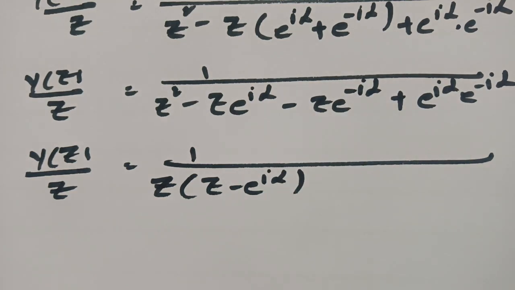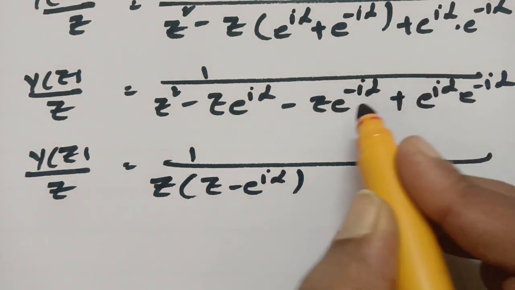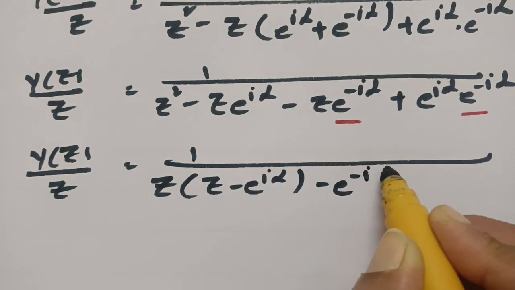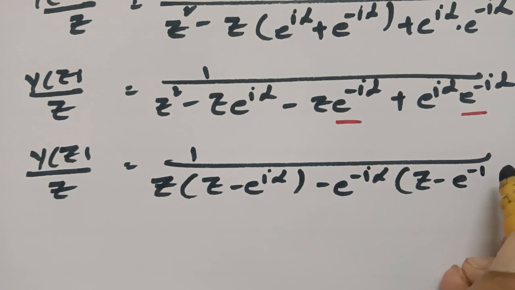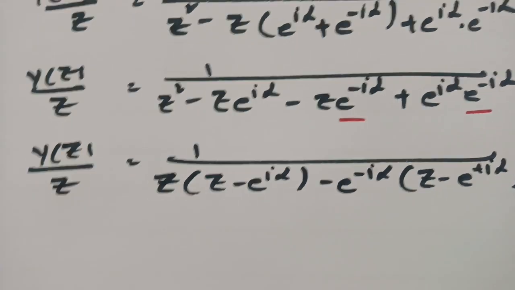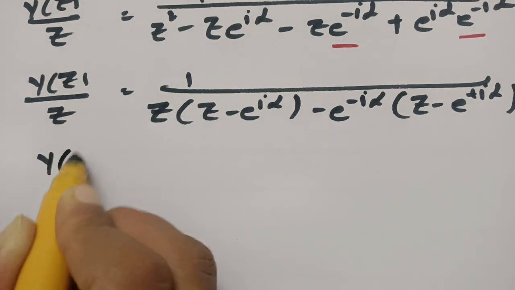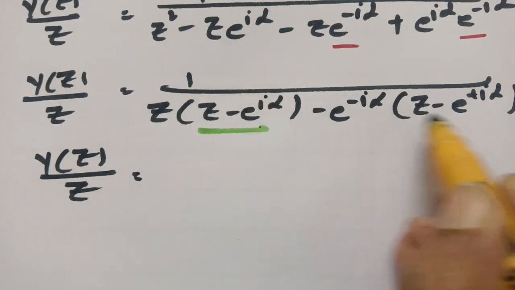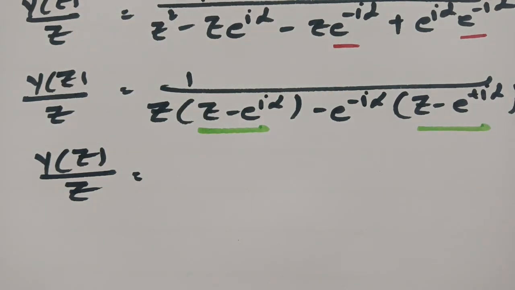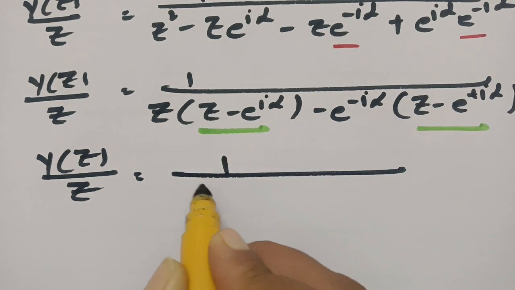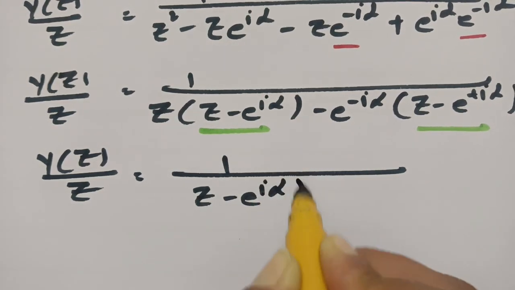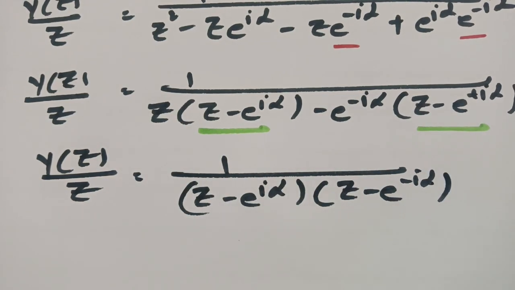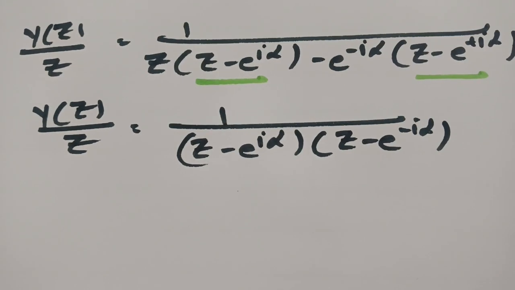Now from this, what I have to take common? e power minus i alpha. So if I take minus e power minus i alpha, this will be z minus e power plus i alpha. Now y of z by z is equal to, if I take z minus e power i alpha common, then it will become z minus e power i alpha into what remains here, z minus e power minus i alpha.